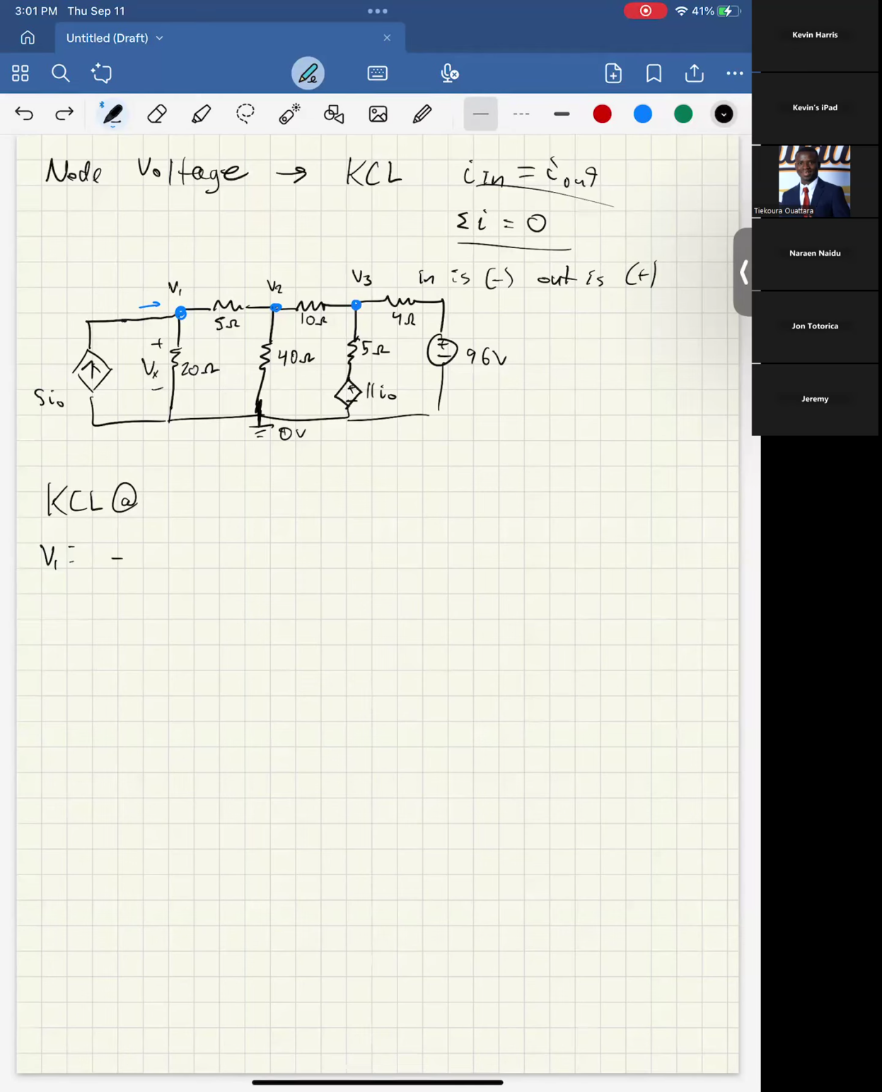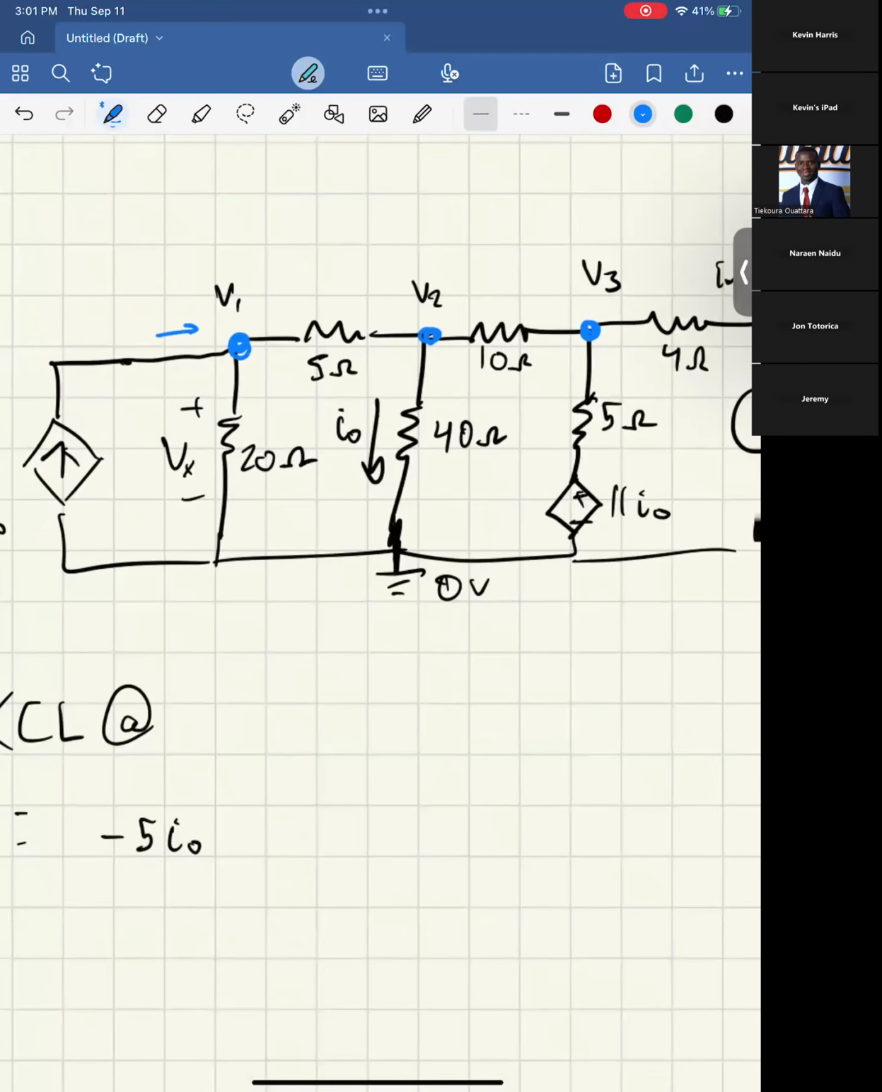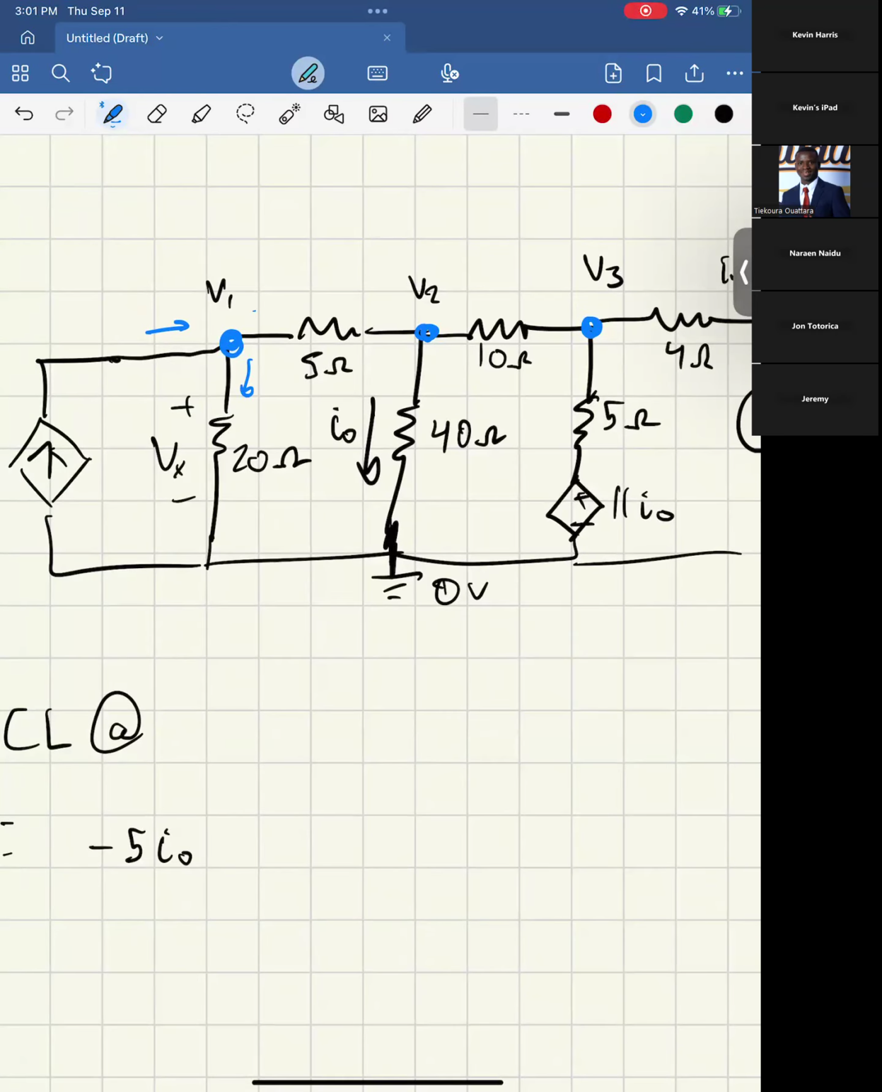Oh, okay. Sorry, this is I naught. So here we'd have minus 5 I naught because this is a current source going in. And when you have things with resistors, my personal recommendation is to always assume that the currents are going out for a resistor, even if you don't know which direction it's going. So like for V2, we'd also say all three are going out.